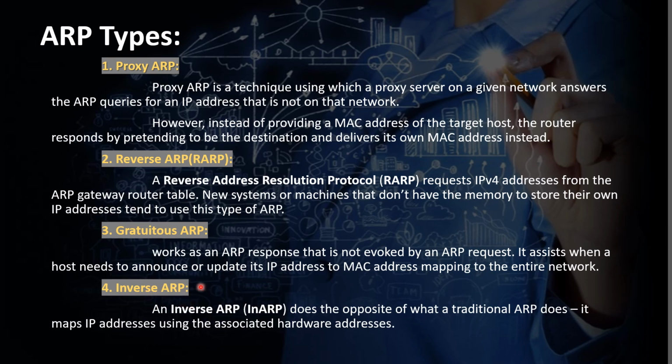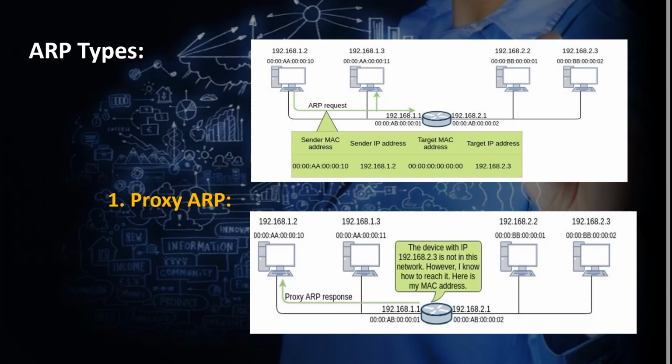That is the inverse ARP. Okay. Here we can see the proxy ARP. Let's take the laser point. So we have host systems which are connected to the router, where we have two different networks. This is the 2.1 network and this is the 1.1 network. So both are different networks.